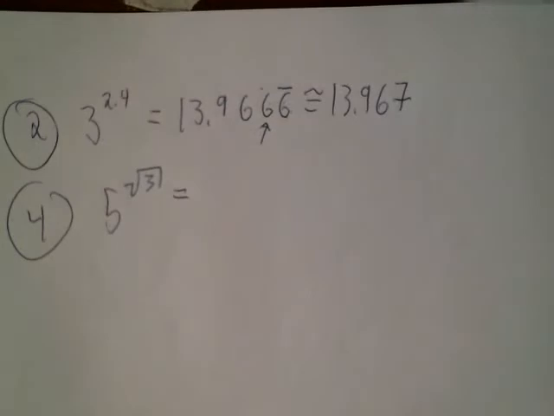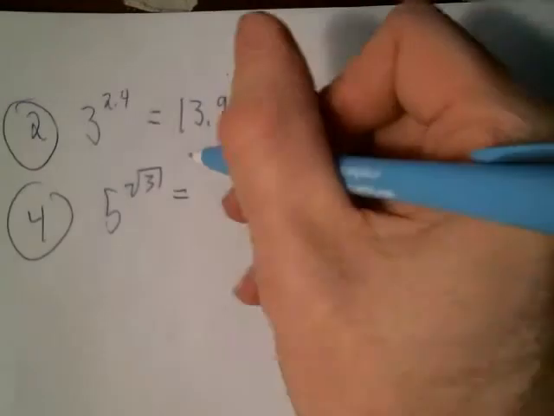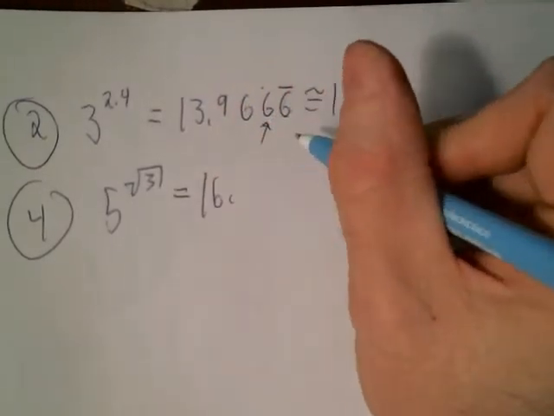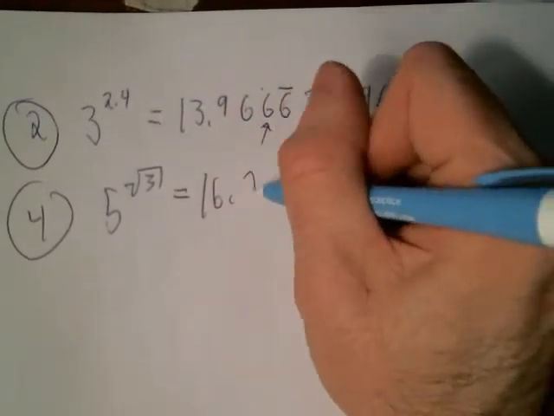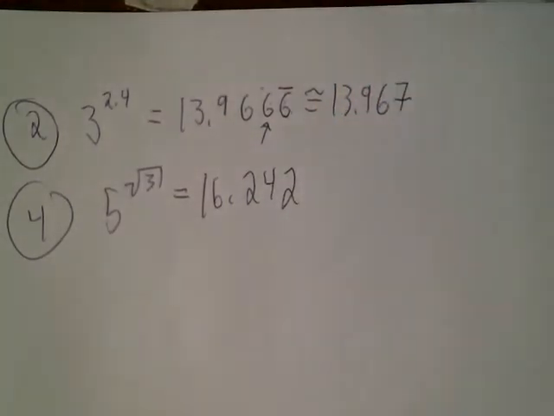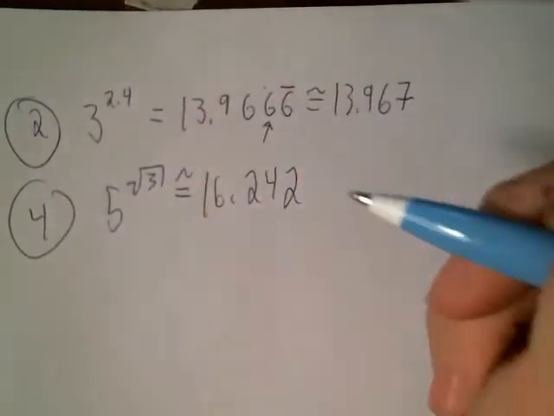So again, go to your calculator, 5, caret symbol, and then radical 3. Sometimes you have to put everything in the exponent in parentheses. This one is 16.24245, so 242 is the approximation.